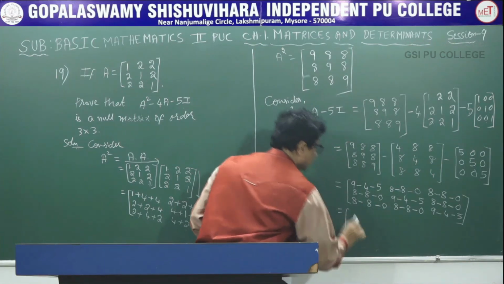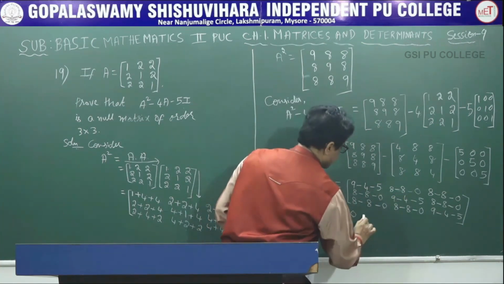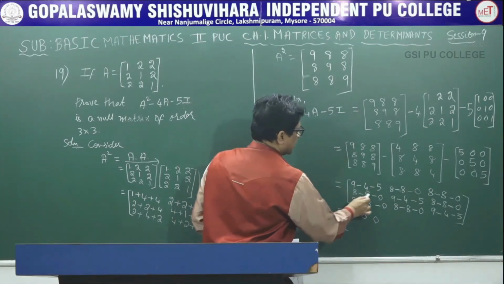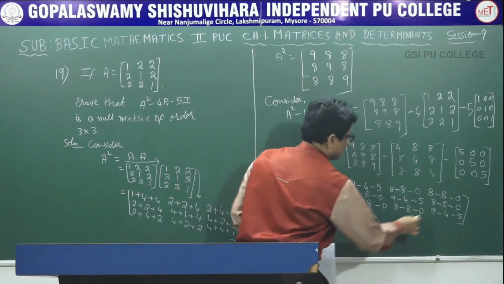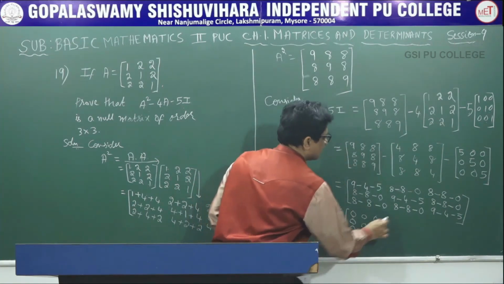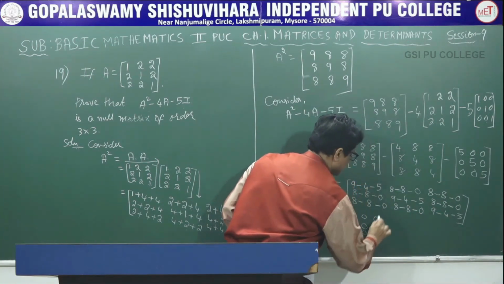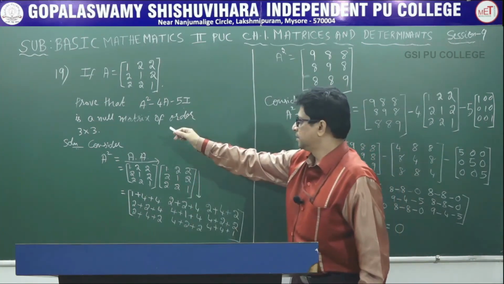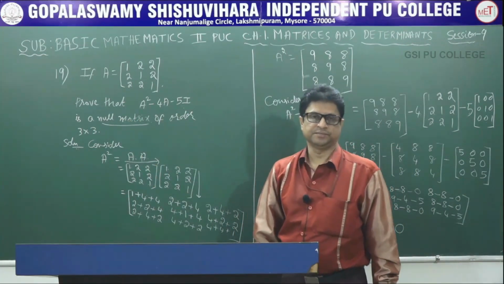So that will be equal to, so 9 minus 4, 5, 5 minus 5, 0, 8 minus 8, 0, 8 minus 8, 0, 8 minus 8, 0, 9 minus 4, 5, 5 minus 5, 0, and likewise for the remaining elements. That will be equal to null matrix. Hence, the required result we have proved. Thank you.